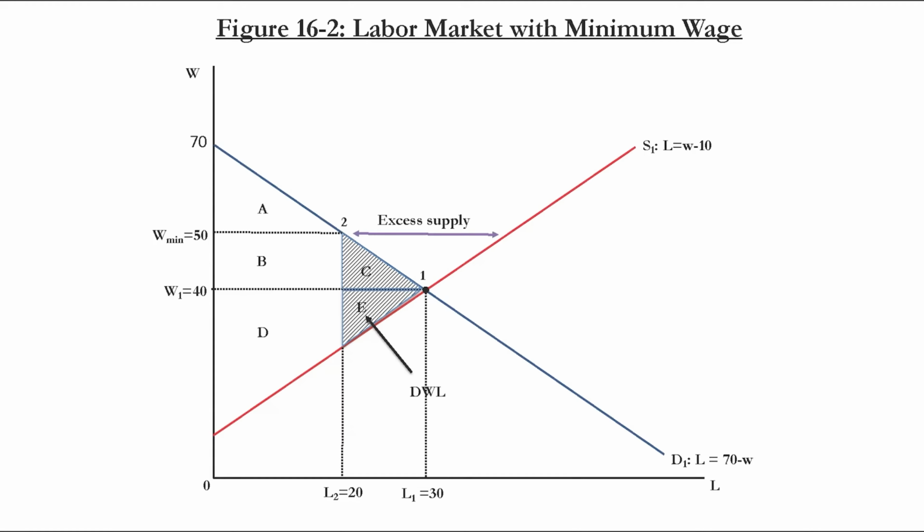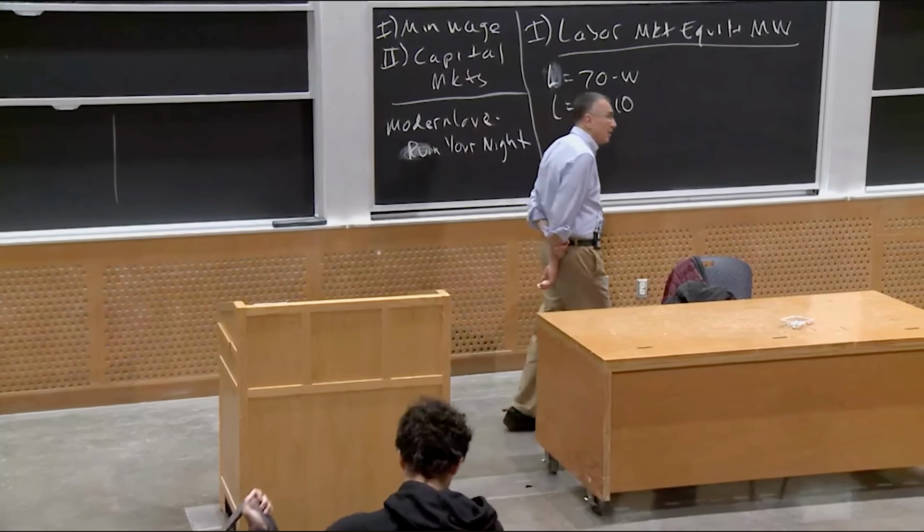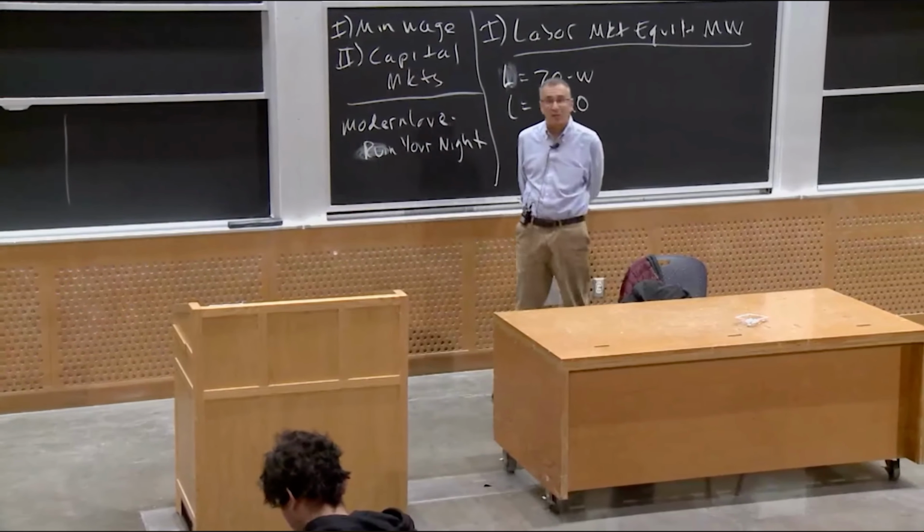With the minimum wage, we've now transferred the area B from firms to workers. So the firm surplus, the demander surplus, has fallen all the way to A. So we've transferred the area B, but in doing so we've created a deadweight loss of C plus E. Standard kind of welfare analysis we've done several times before now.